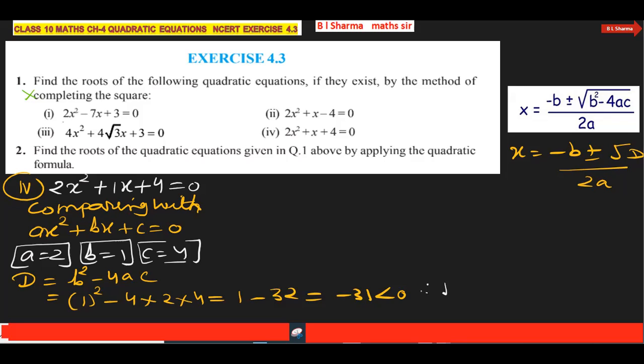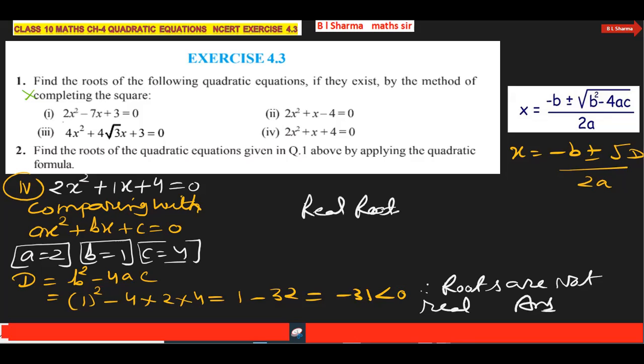Therefore, roots are not real, and that is the answer of this question. इसके जो रूट्स हैं वो रियल नहीं है, और you can say real roots does not exist. That's all for this question.